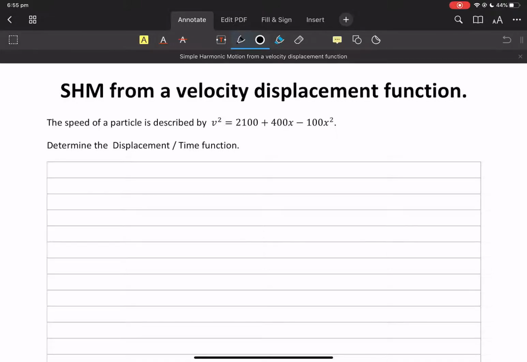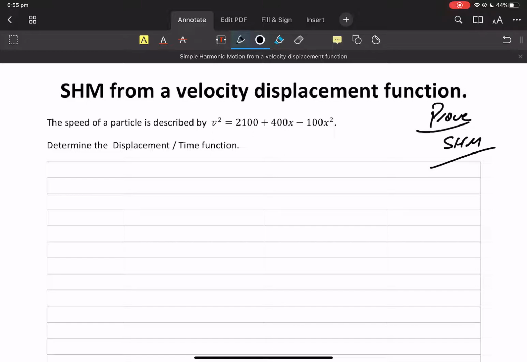So here we have this velocity displacement function, and we're going to work out what that is as a simple harmonic motion displacement time graph. We're going to do it two different ways because why wouldn't we? The first time we're going to do it as a proof. We're going to prove first that it's a simple harmonic motion relationship.